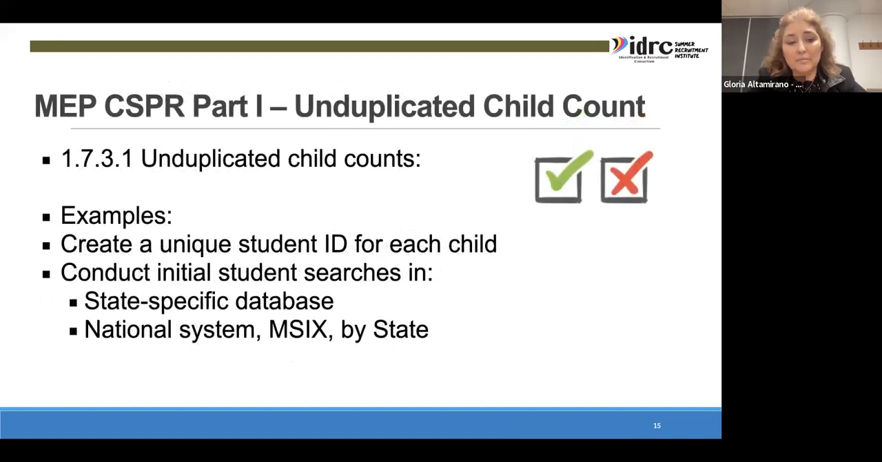And then of course it has to be an unduplicated child count. For example, each student is going to have a unique student ID. We have our own state database that creates a unique ID for every child. And when you do your initial student search in the state-specific database, you'll also want to do the national system M6 and run a duplicate report by state. It'll tell you if you have any duplicates in your data, and you can go ahead and merge your students so that there are no more duplicates, and you're making sure that it's an unduplicated count.